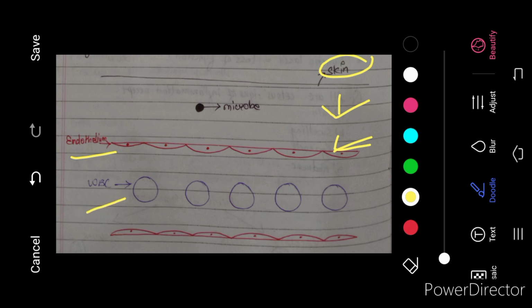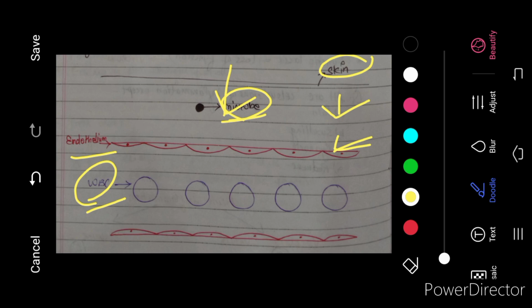Now if any microbe is intruding inside our skin, the microbe may be bacteria, virus, fungi or any parasite. So this is the microbe or injurious agent, and we want both of them, that is WBC as well as the microbe, to fight. If the microbe wins, then we will have infection, and if the WBC wins, then there will be inflammation. For fighting, they should meet each other.